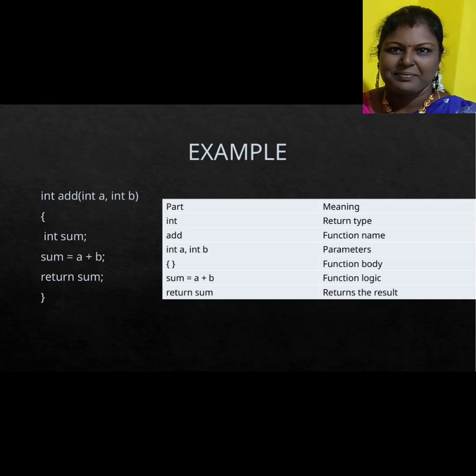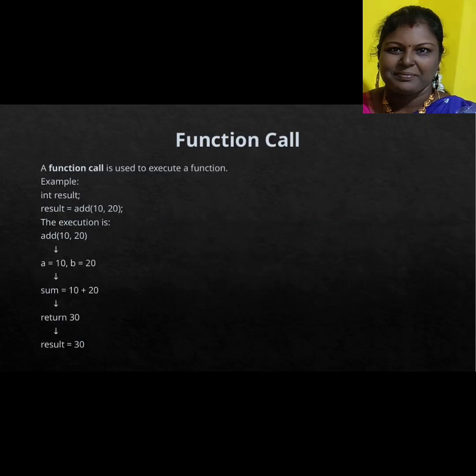When we want to run a function, we use something called a function call. It's like giving the function a command to do its job. For example, we might write result equals add(10, 20). What happens next is the function receives those numbers, 10 and 20, assigns them to variables, adds them together, and then returns the sum, which is 30. That value gets stored back in result. It's a simple but powerful way to reuse code and get things done.